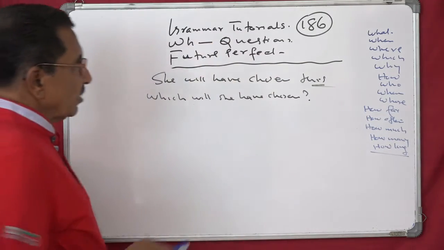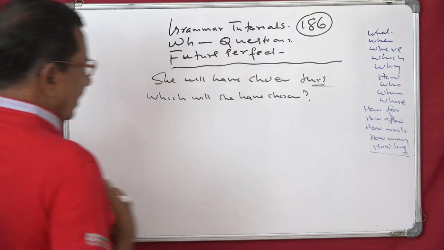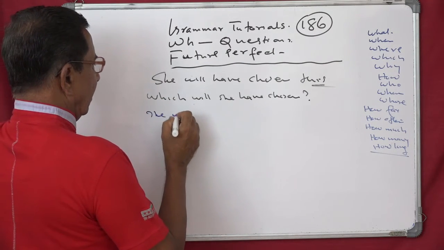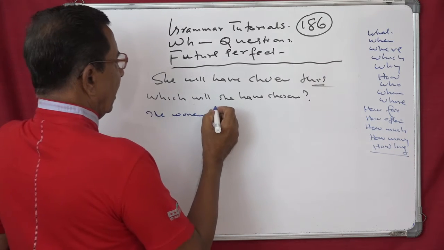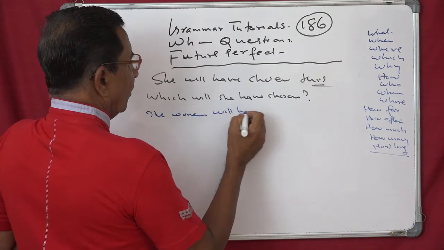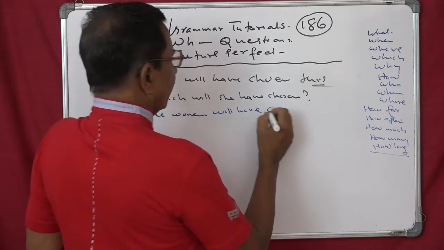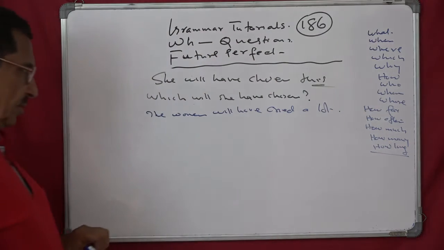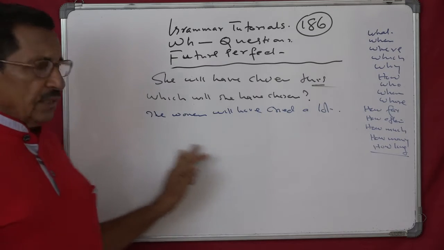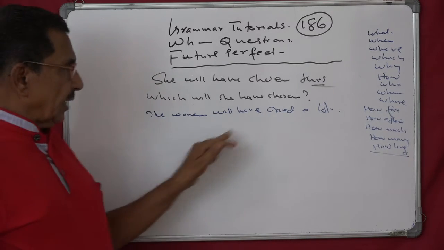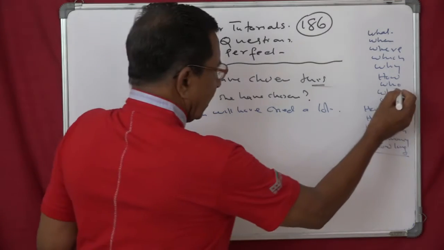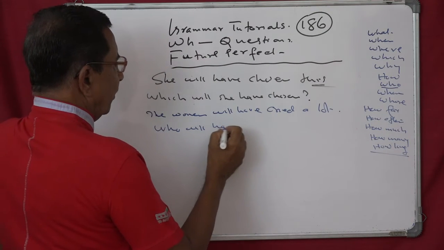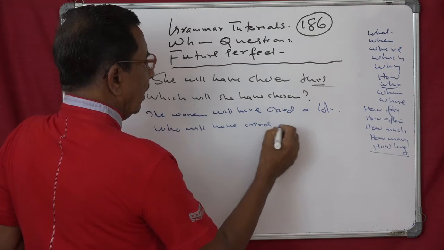Okay. And now the next one, let's say why. Let's say the women will have cried a lot, or men will have cried a lot. So now what do you find? That you can ask a question like this: who will have cried a lot? You can use who here, and then the question will be, who will have cried a lot?